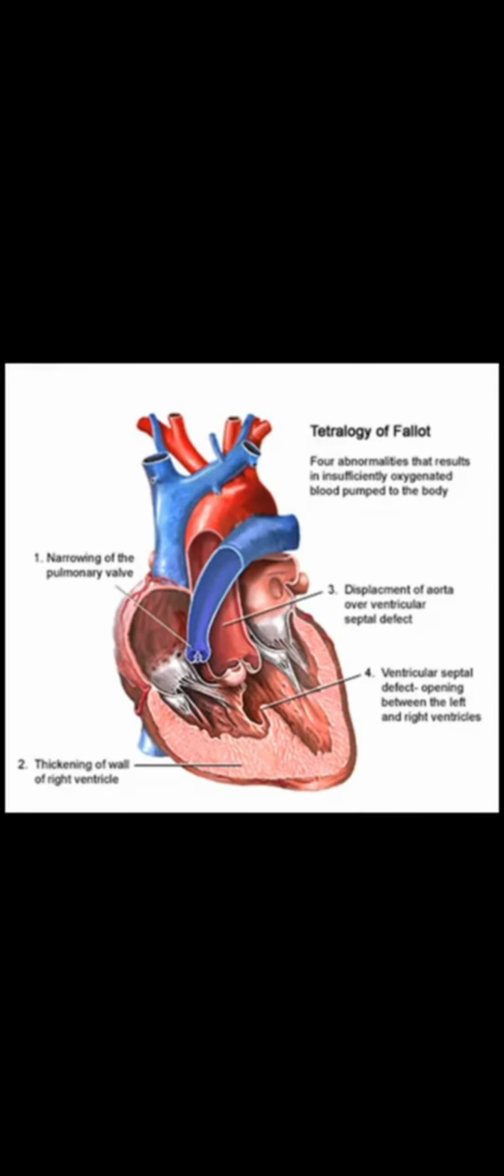The degree of cyanosis is determined by the extent of shunting. In tetralogy of Fallot, a boot-shaped heart is seen on X-ray.